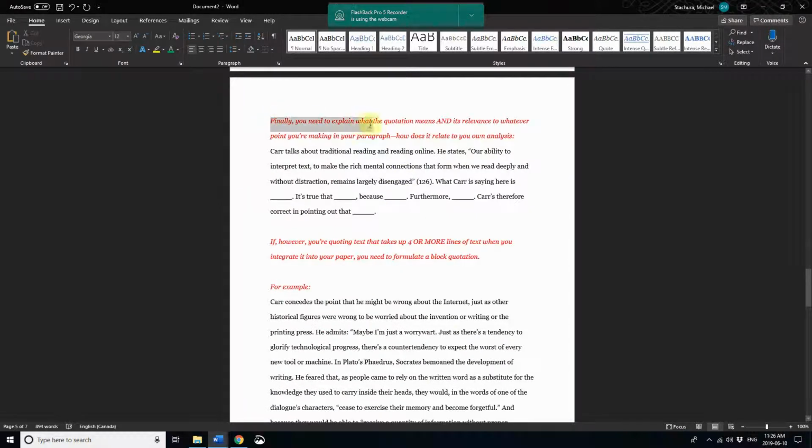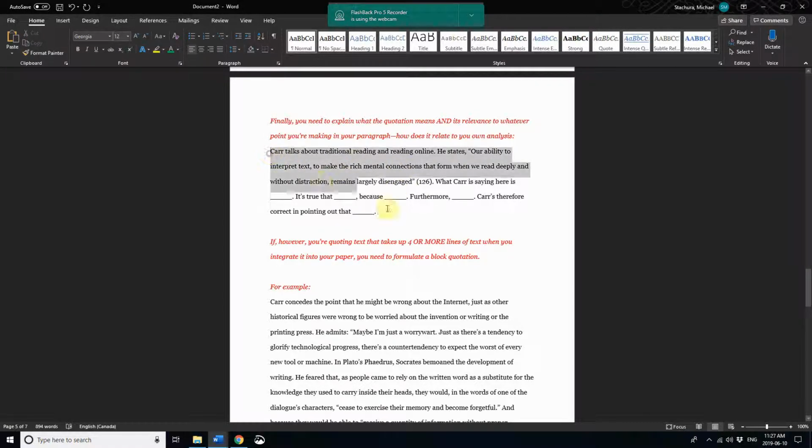Finally, as I say here, you need to explain what the quotation means and its relevance to whatever point you're making in your paragraph. How does this quotation relate to your own analysis? Why are you quoting this for the reader? Don't just quote if it's just going to be filler or summary. Only use quotations that you're going to analyze, okay, that illustrate whatever point you're trying to make. So you have to dig up relevant quotations.